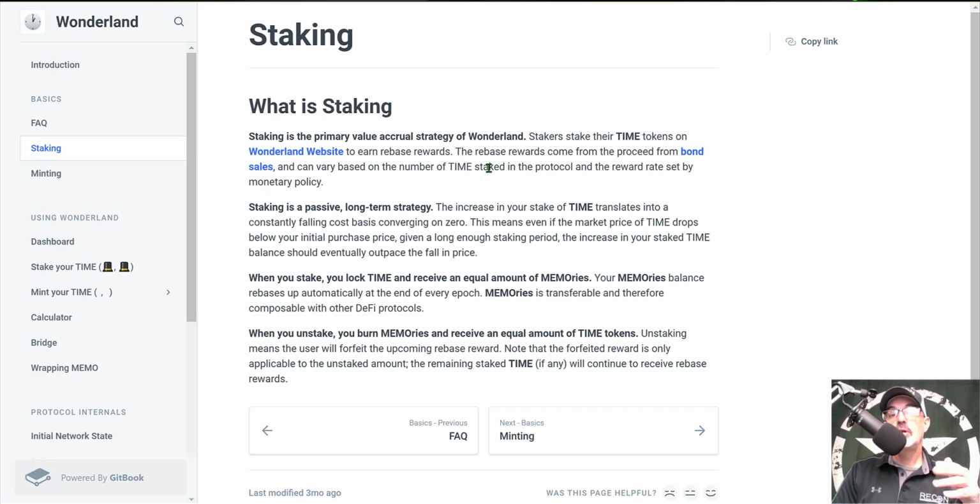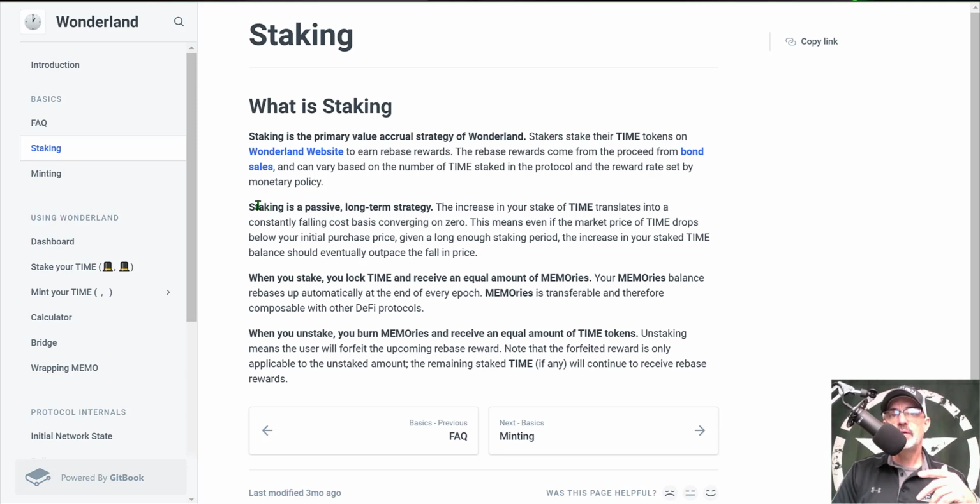and can vary based on the number of times staked in the protocol and the reward rate set by the monetary policy. Again, you're going to want to do a little more research on how that works, but at this point in time, I'm just giving you an outline of how the staking is going to work with this platform.